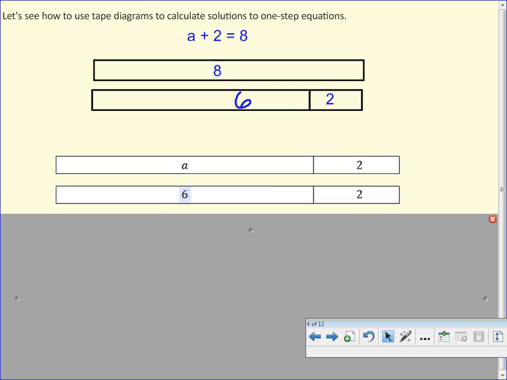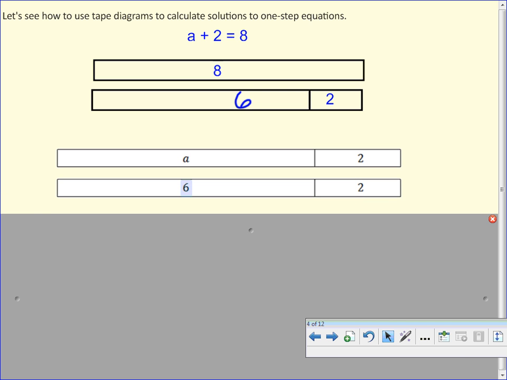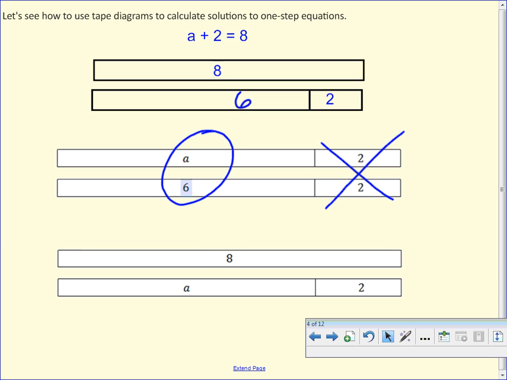So if A plus 2 equals 6 plus 2, what do we know about A and 6? They are equal. Exactly. So A equals 6. So A plus 2 equals 8, and we know that A equals 6, and we can see that in our tape diagram. It depends on what the directions tell you to do.